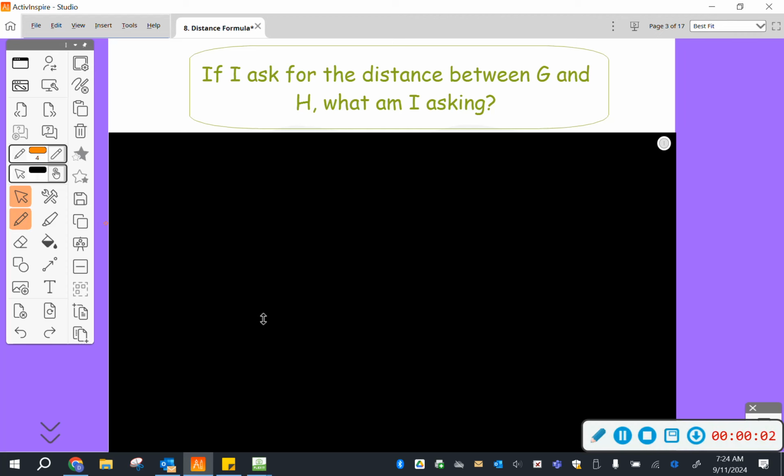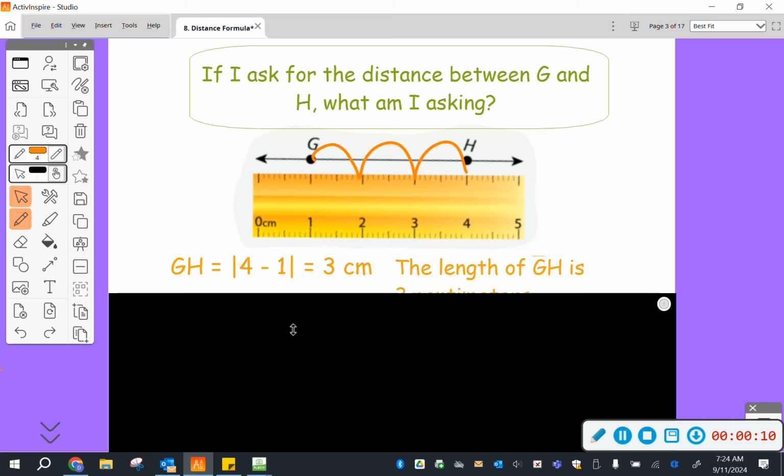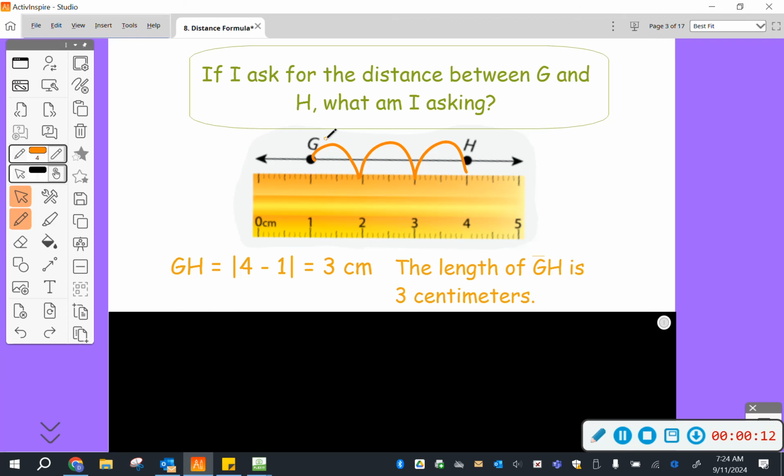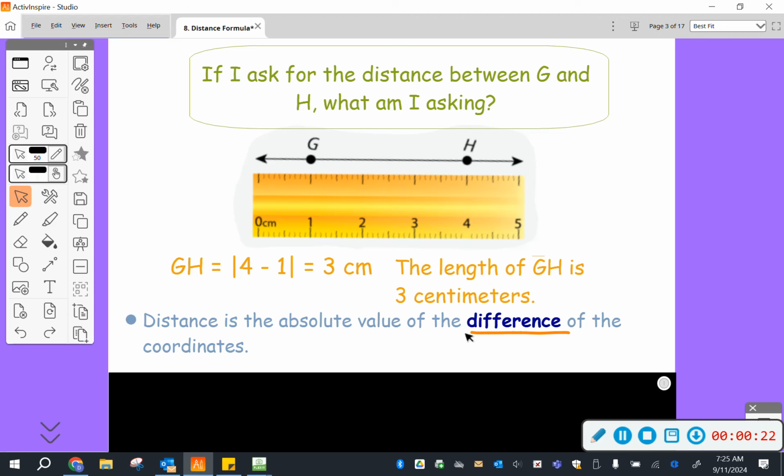Okay, so again, if I ask for the distance between G and H, what am I asking for? How far something is. So we would take G to H. You can do two things. You can just count like I did a second ago, or the definition of distance is the absolute value of the difference of coordinates. You could subtract.